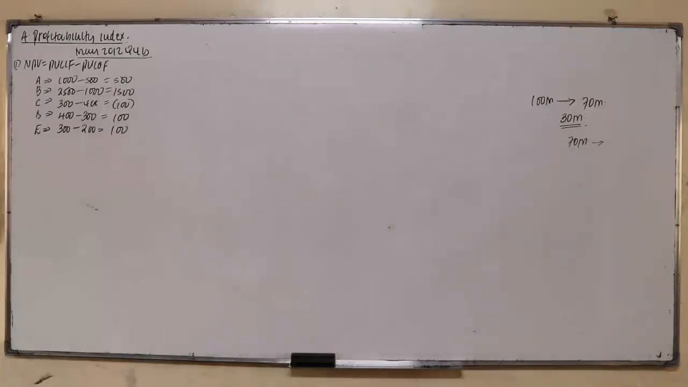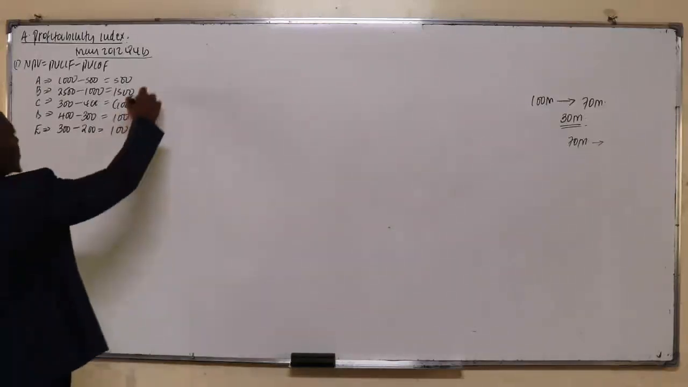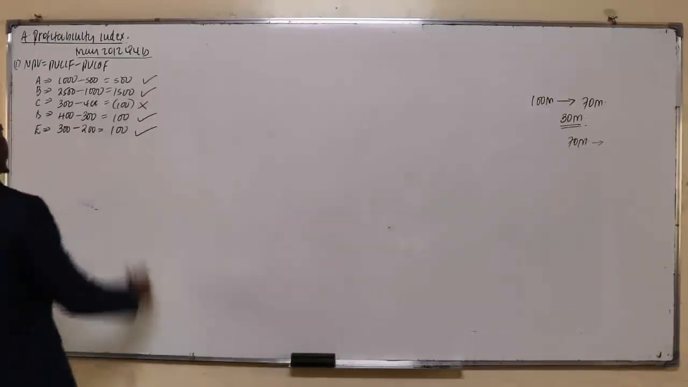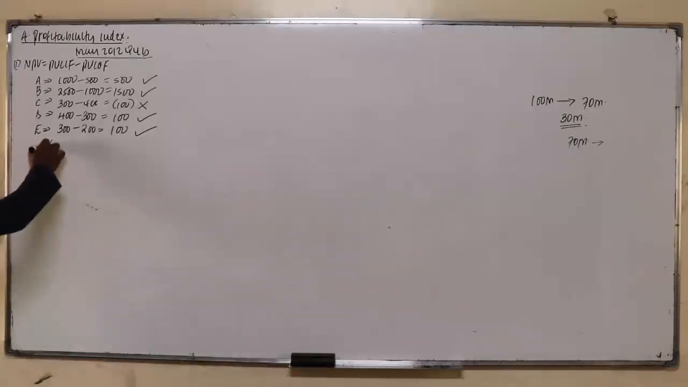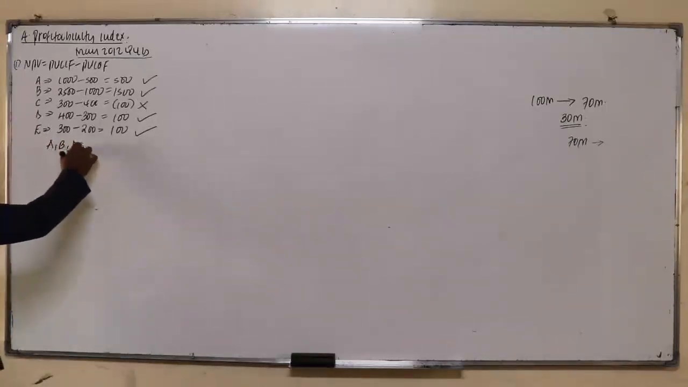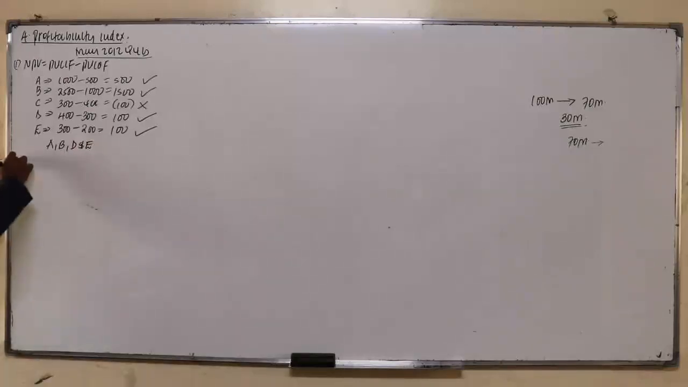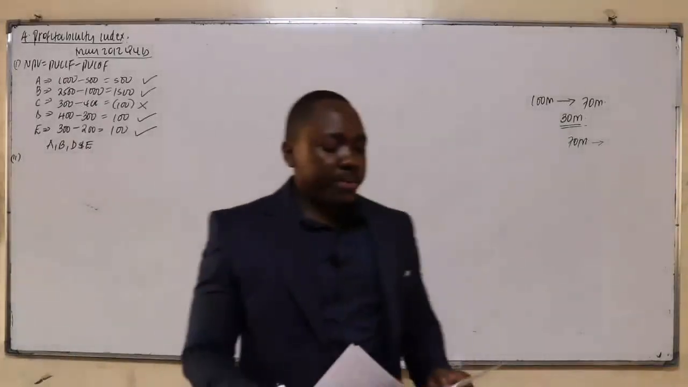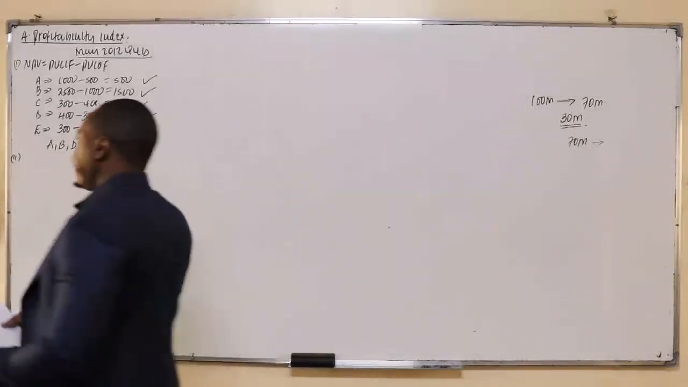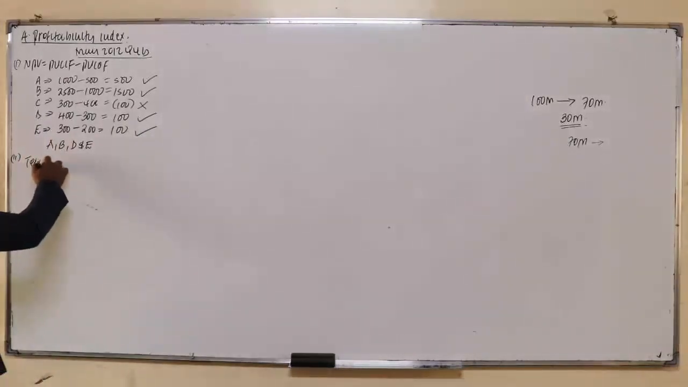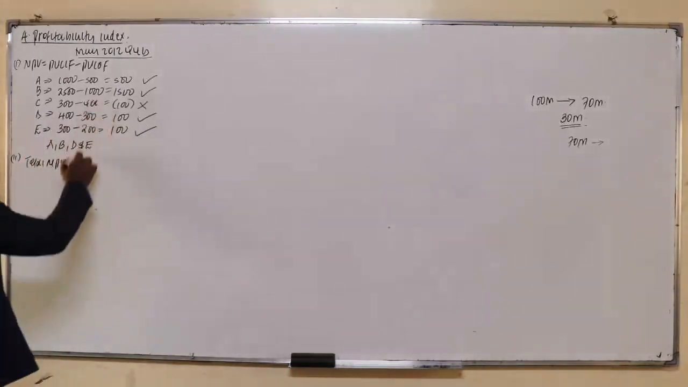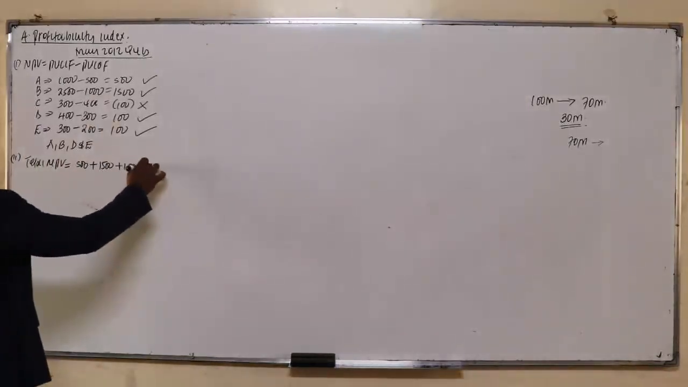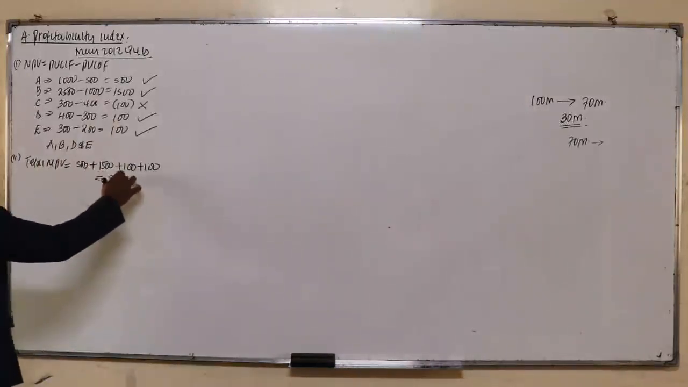So you are to advise which project to undertake. You want to take the project whose NPV is positive. You undertake, you reject. So therefore, you should undertake A, B, D, and E. Number two, the total NPV of the accepted projects. So it's 500, you add 1,500, you add 100, you add 100. That's 2,200.